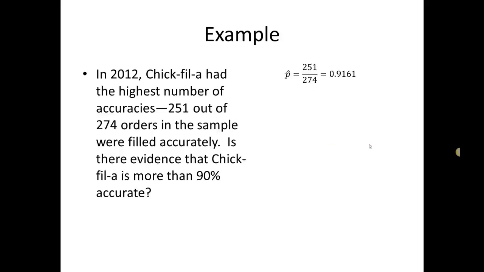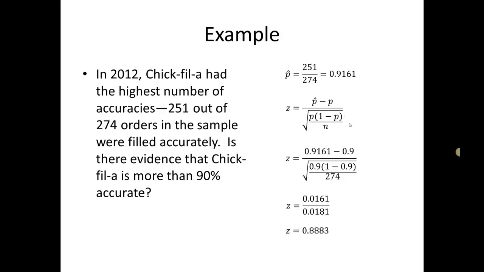So I start again by calculating my sample proportion, which is the same as the previous example. So I take the 251 over 274 and I get 0.9161. Next I'm going to calculate that test statistic using our formula. So I plug everything in. Notice that in the denominator of the formula we're using p, the value that's assumed under the null hypothesis, rather than p hat. If we do all those necessary calculations, we end up with a z-score equal to 0.8883.